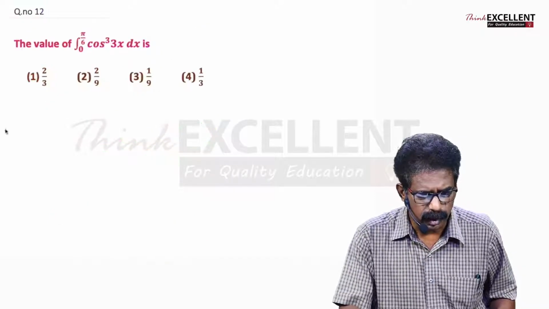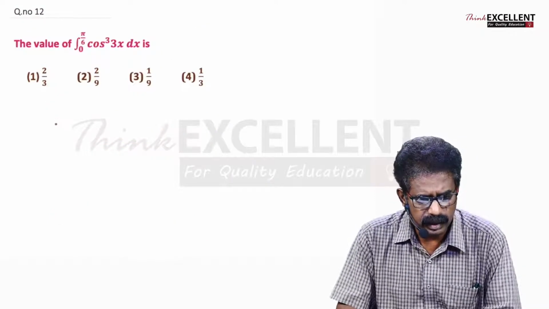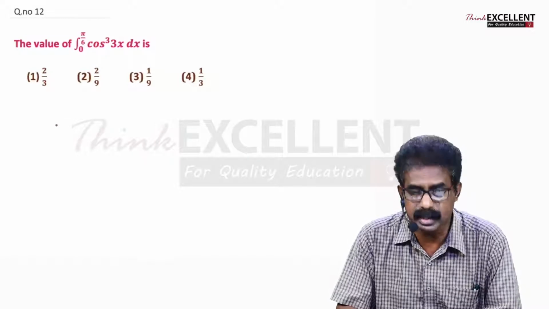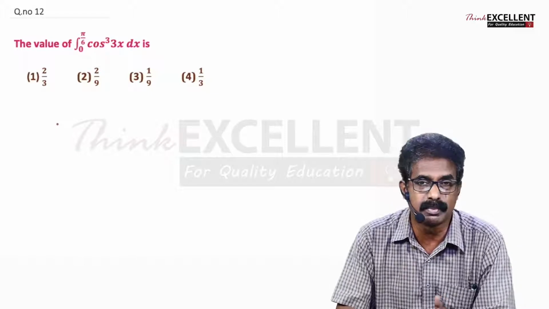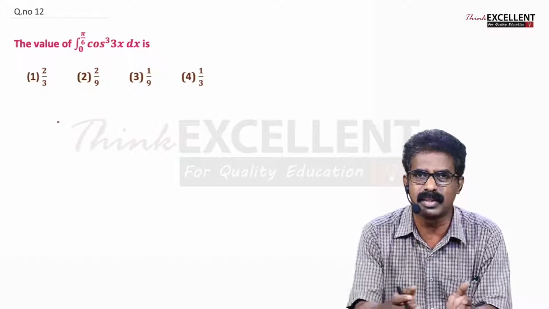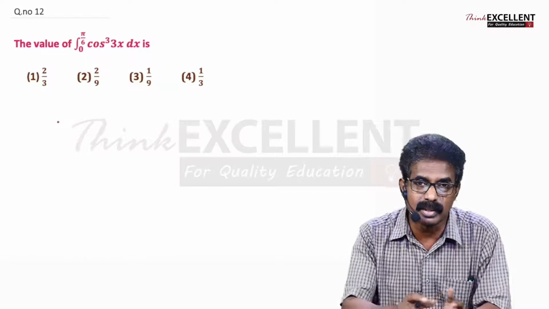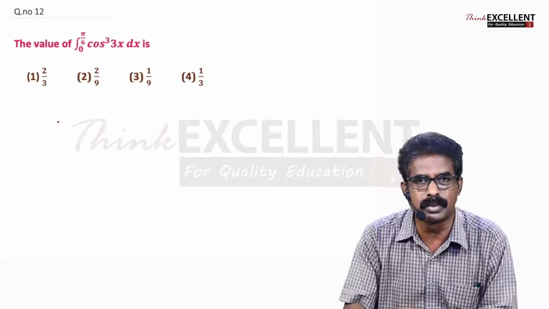Now sum number 12: integral 0 to pi by 6 of cos cube 3x. Before doing this sum, let me explain some reduction formula. Not only for these objective questions, whatever related question you get, you should be able to do it.